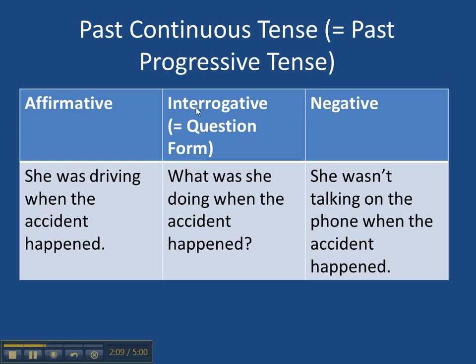And the past continuous is about an action that continued for a long time or continued for a while, and then this verb in the simple past interrupted. So she was driving and driving and driving, and suddenly that was interrupted and the accident happened. And that's normally how you use the past continuous tense.